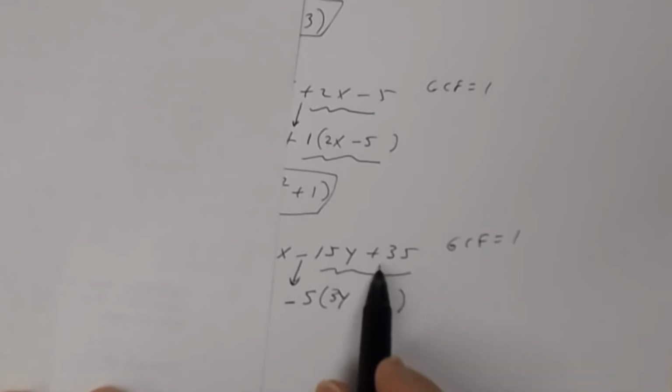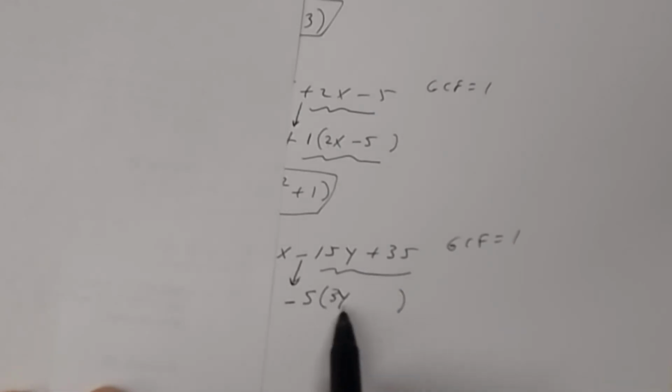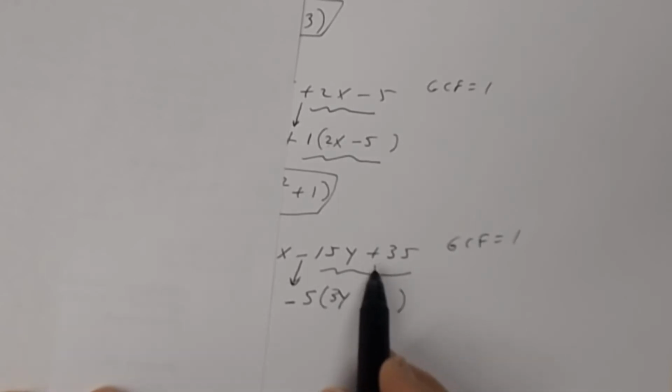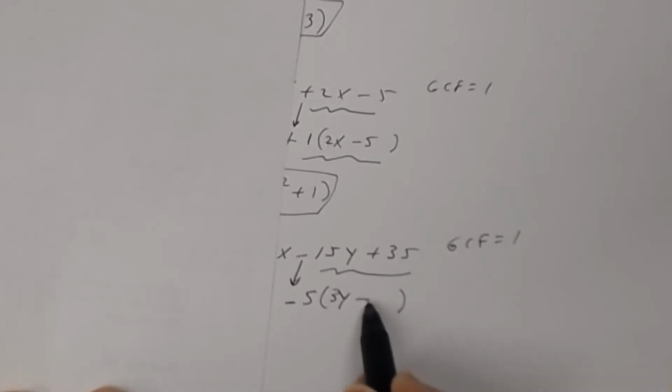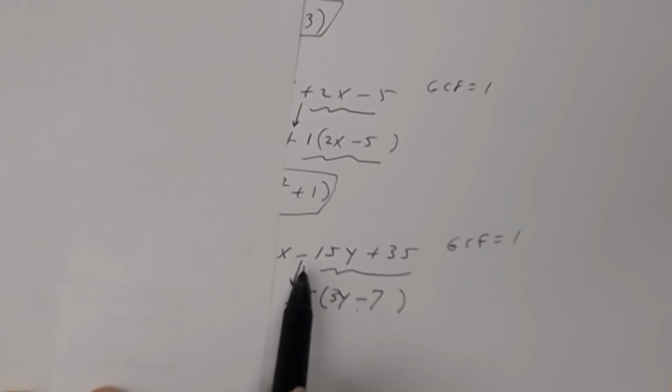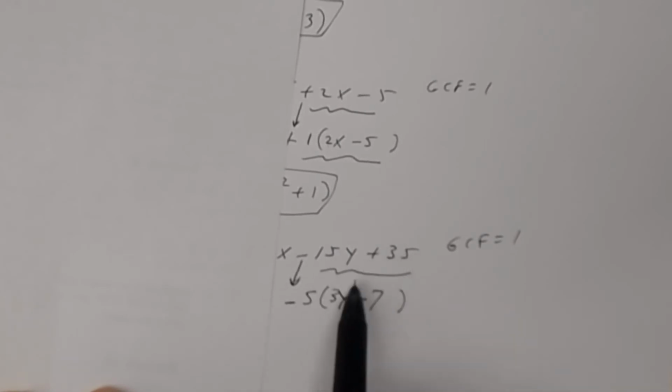Okay? Now, be careful here. Many of you at this point are going to put a plus 7, because you have a plus symbol here, an addition symbol. But a negative 5 times a positive 7 is not a positive 35. But a negative 5 times a negative 7, a negative times a negative is a positive, is a positive 35. So when you factor out a negative GCF, you have to be careful when you get to this point.